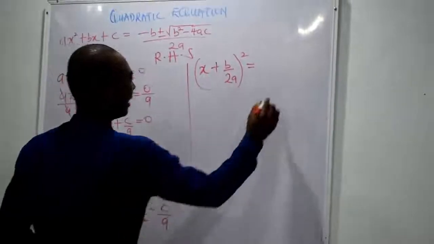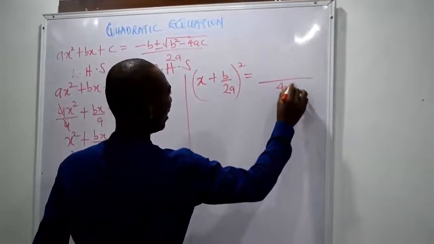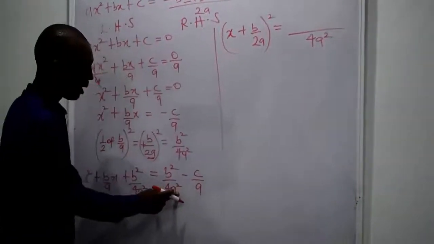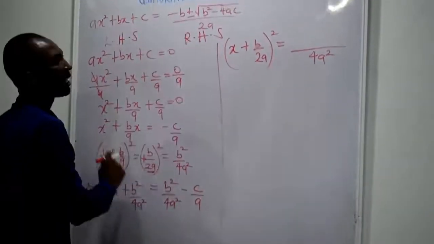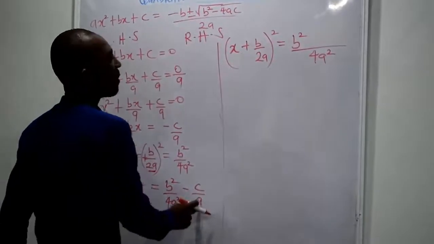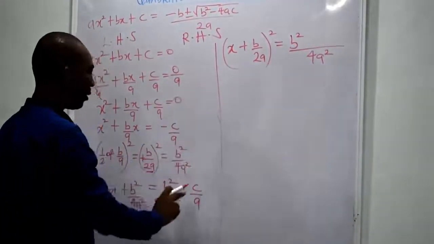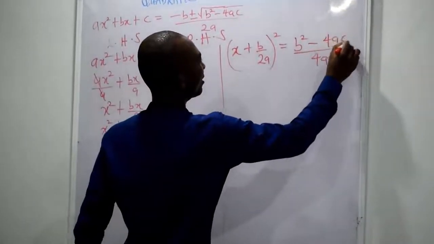On the right hand side, our LCM is 4a squared. Now, how many 4a squared can we see in 4a squared? Good, 1. Multiply that one with b squared. That will be b squared. Alright, how many a can we see in 4a squared? Good, 4a. Multiply that with c. That will be minus 4ac.